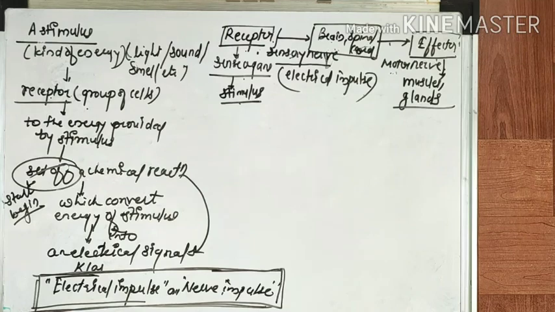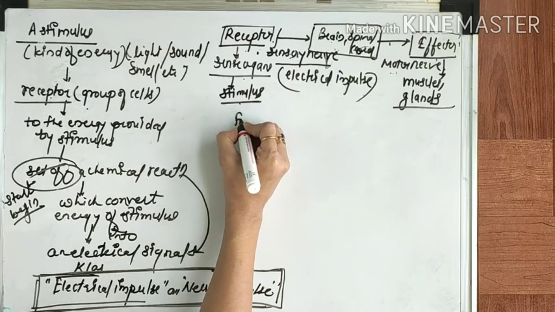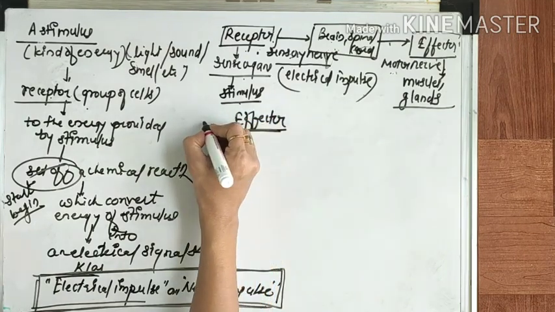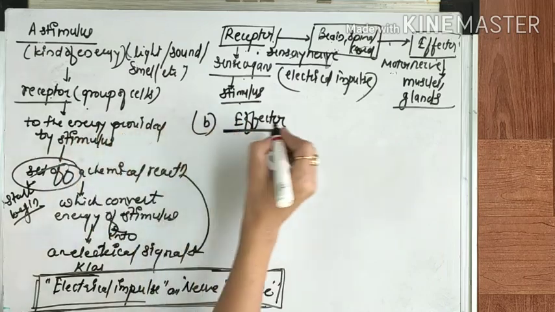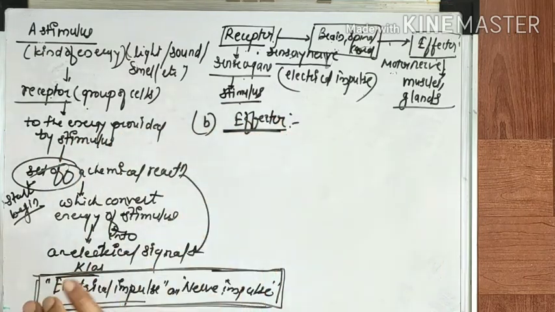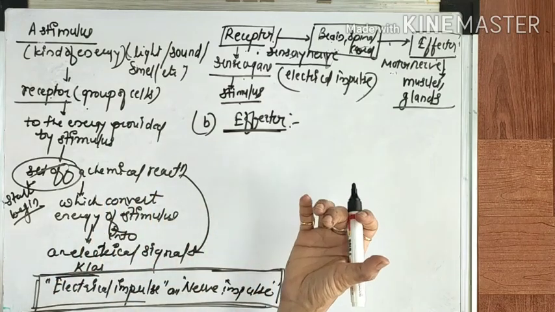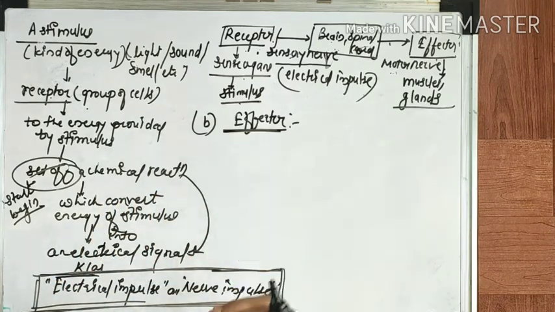So the next terminology we will see is called the effector. What do you mean by effector? We studied receptor. Now I will tell you what we mean by effector. Effector is nothing but a part of your body which can respond to the stimulus.